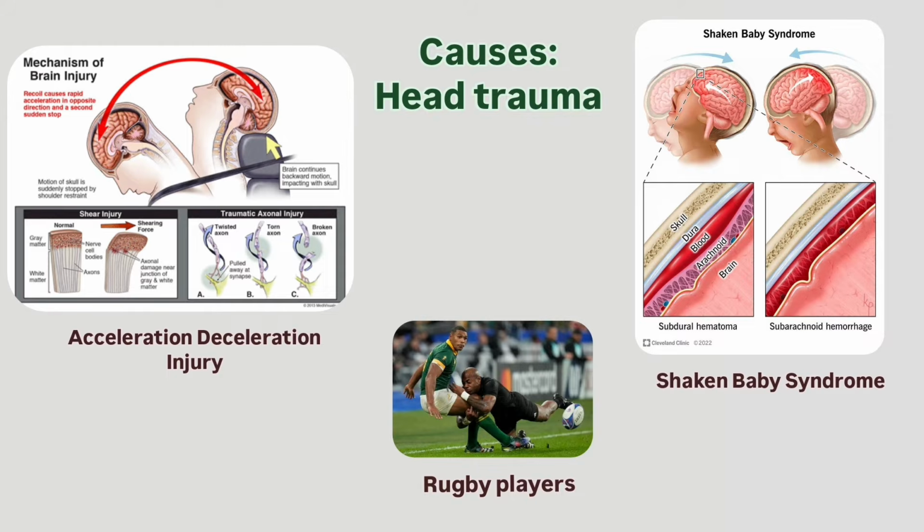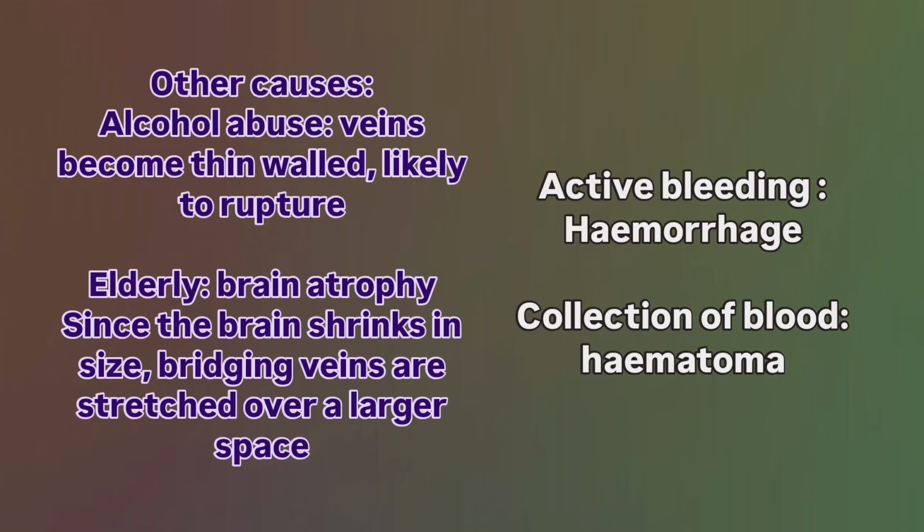Then in shaken baby syndrome, when a baby is violently shaken, this can also lead to damage. Rugby players, it is also very common. The other causes can include alcohol abuse, wherein the veins become thin-walled and are likely to rupture. Then in the elderly there is brain atrophy, wherein the brain shrinks in size, so the bridging veins are stretched over a larger space, causing rupture. The active bleeding can lead to hemorrhage, while the collection of blood can lead to hematoma.